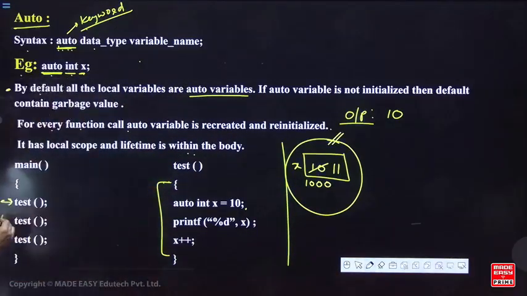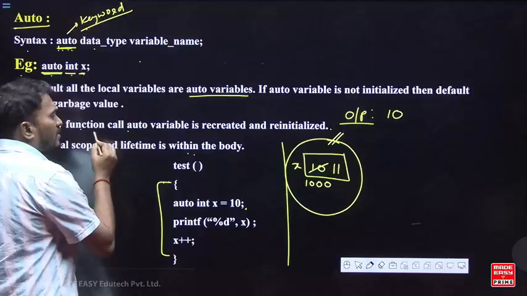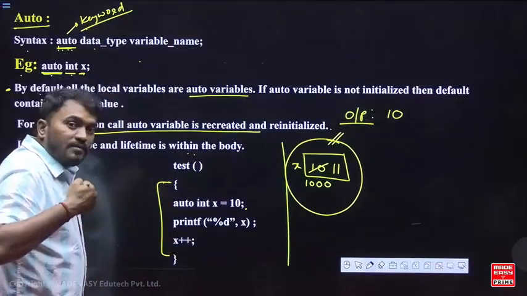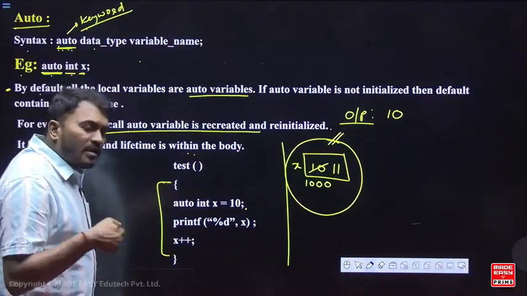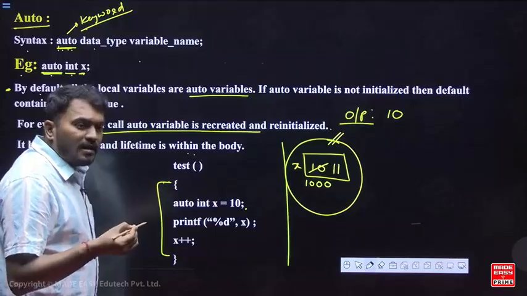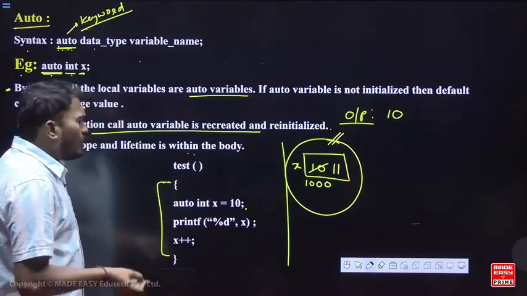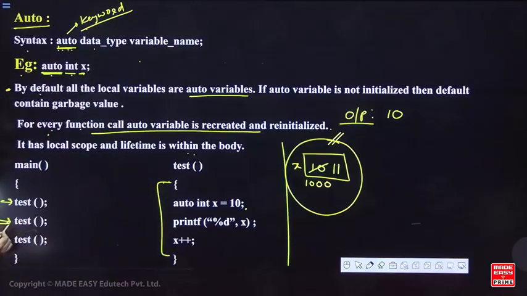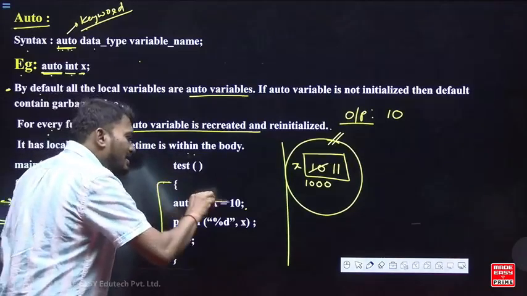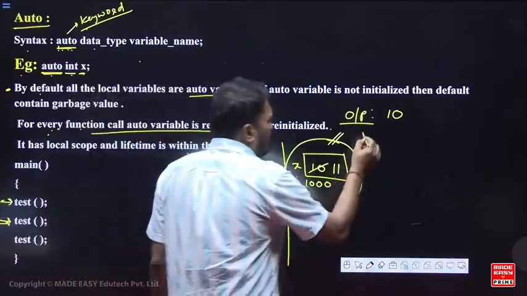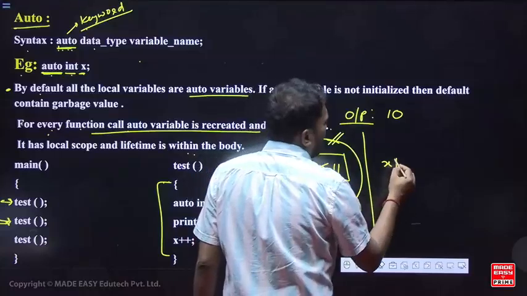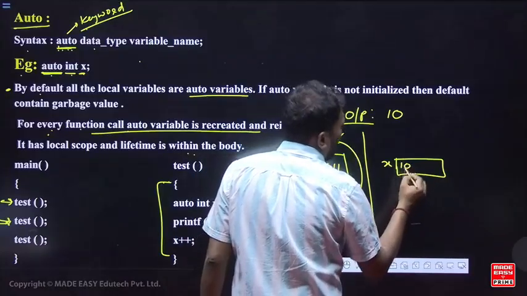Now remember, the second time when you call the test function, understand this point. What is the important point here? For every function call, the auto variable is recreated and reinitialized. Second time when you call the test function, the auto variable is recreated and reinitialized, in a different memory location.